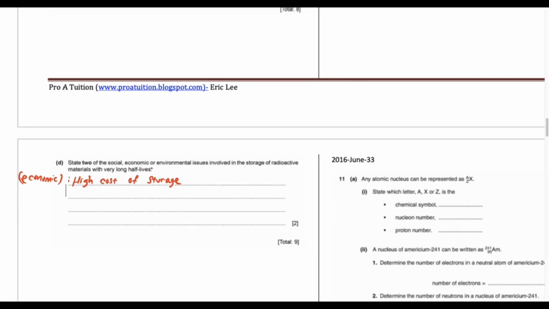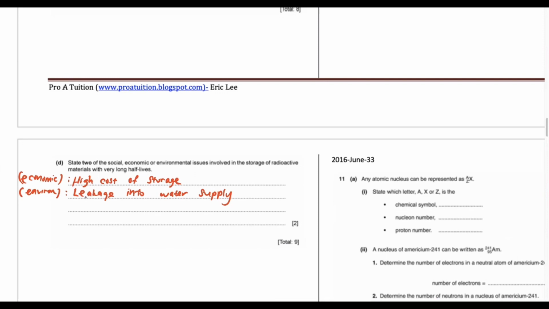And then environmental issue. Environmental issue, you may say they may have leakage into water supply. So the radioactive material may go into the water supply. So this is the environmental.